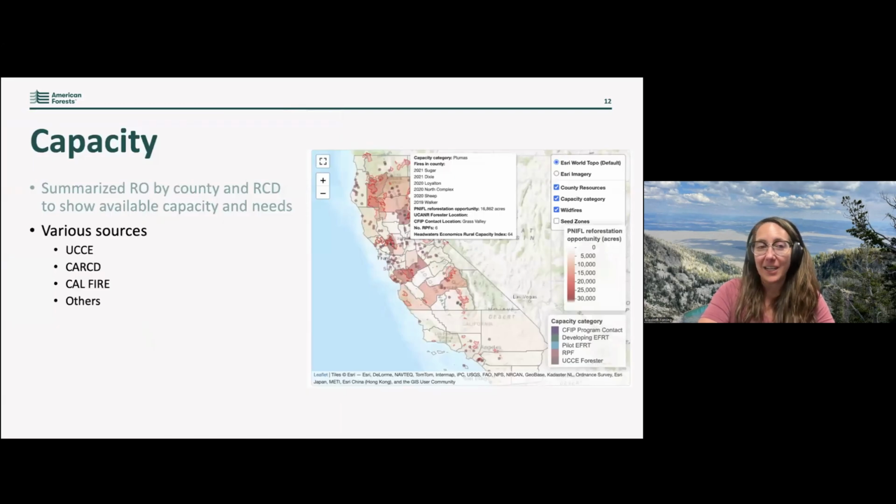The last piece we looked at was capacity. So we have the reforestation opportunity by county across the state. And we look at some of these different pieces, like where is there a UCA forester? How many RPFs exist across that county? Are there EFRT teams, effort teams, that can support post-fire reforestation or are in the process of doing that? And we compiled these from various different sources, just reaching out to partners like the CARCDs, CAL FIRE, and others who could potentially provide us with additional information that could be pulled into that application.